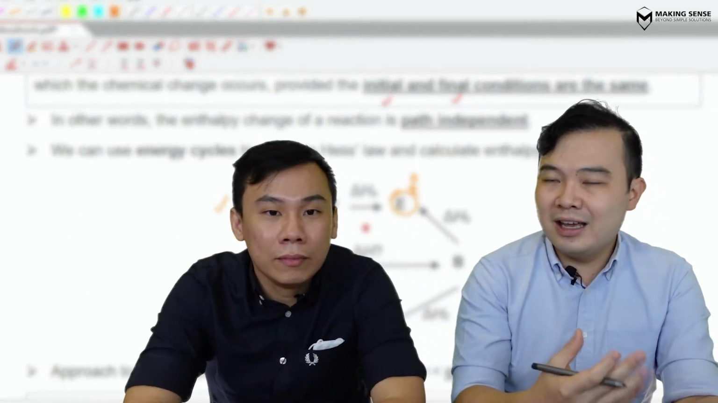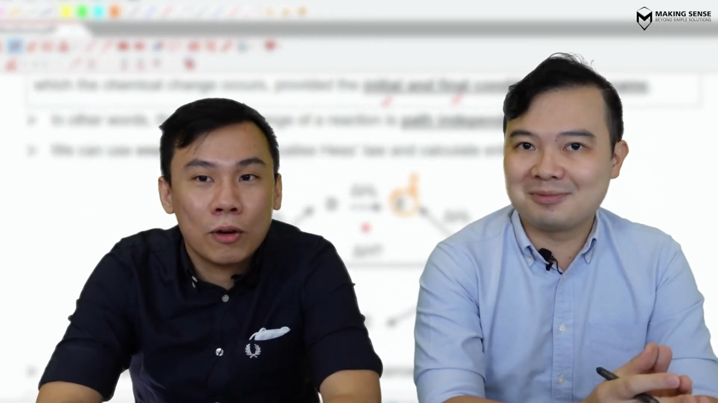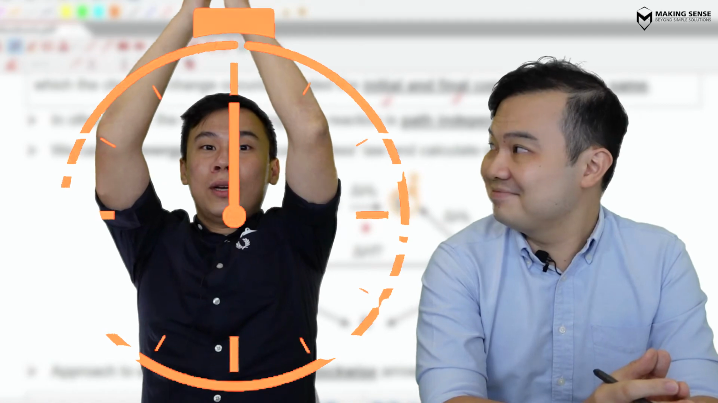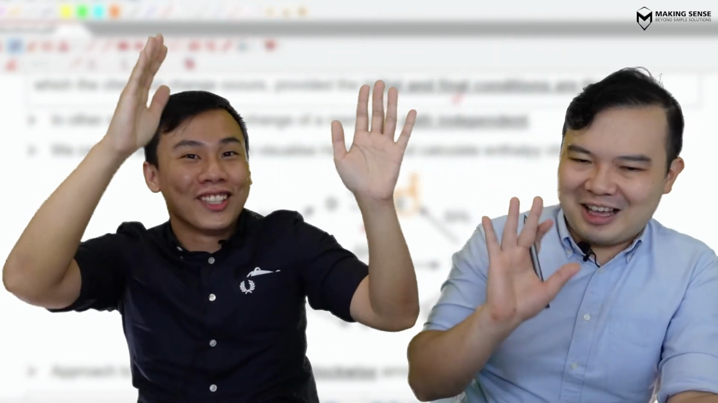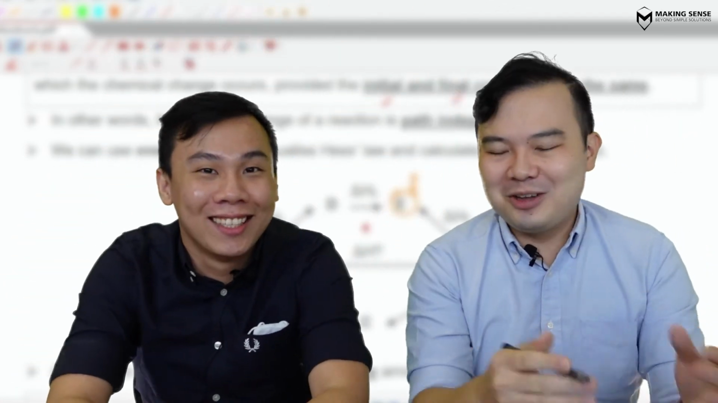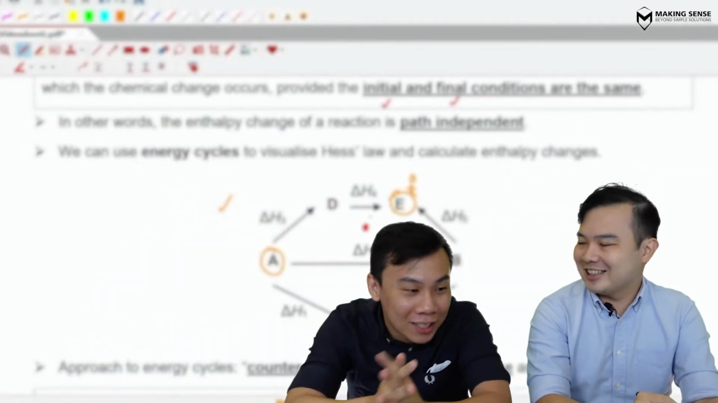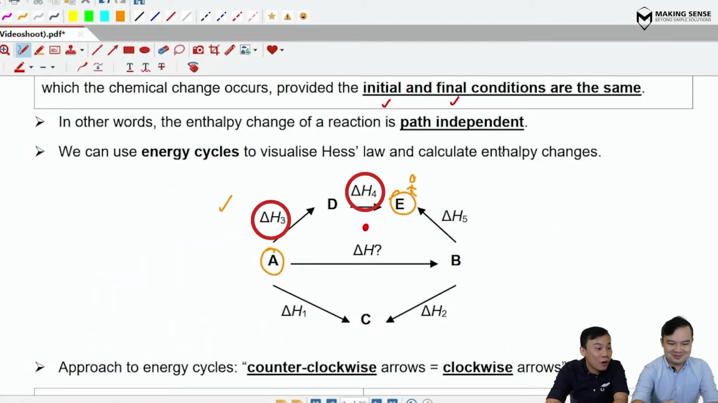Mr. Yap, can you share with me what a clockwise direction is first? Oh, clockwise, very simple. This is a clock, right? So clockwise is like that. So that's the clockwise arrow. Yes. So can you answer my question? Which are the clockwise arrows? Oh, so delta H3 and delta H4 will be the clockwise arrows.